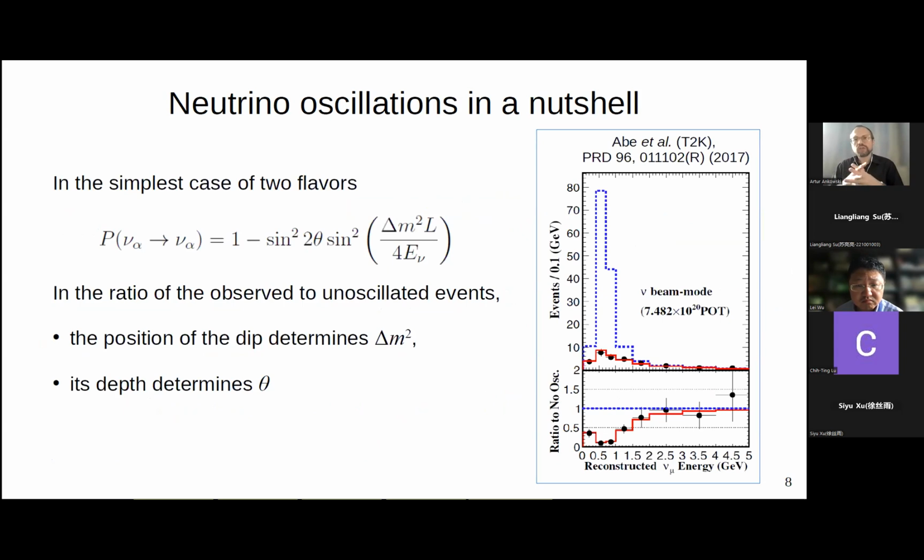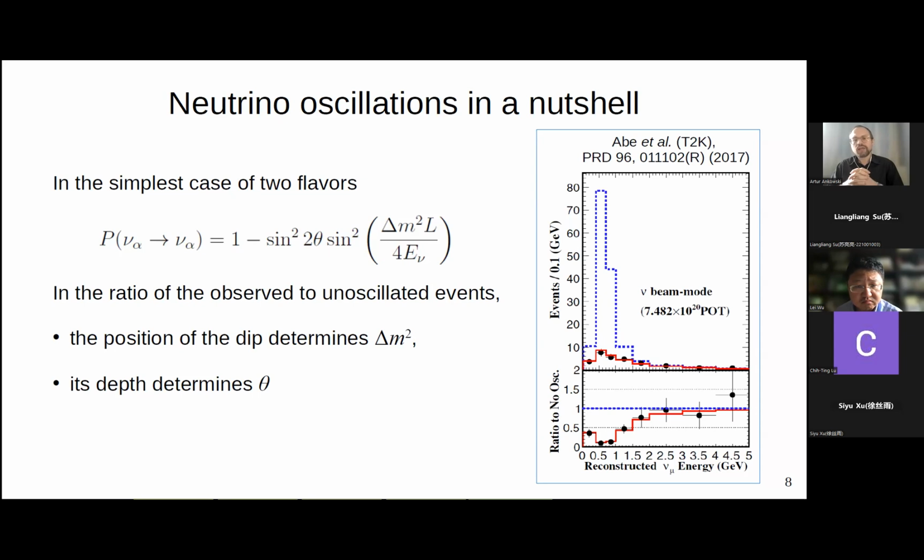In the simplest case, when we deal with only two flavors, the survival probability for neutrinos has this simple expression, which you can see here. It involves only a single mixing angle and a single mass splitting.